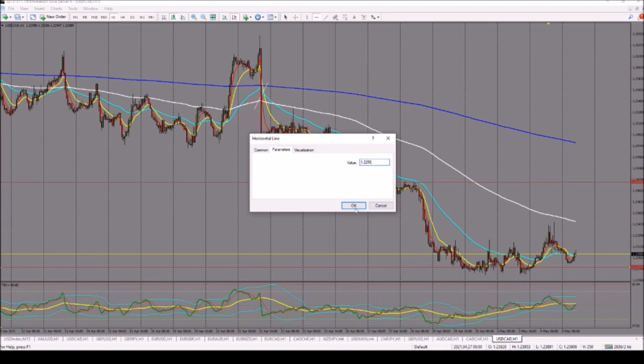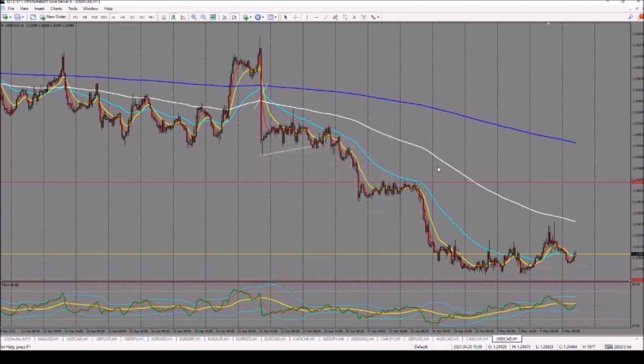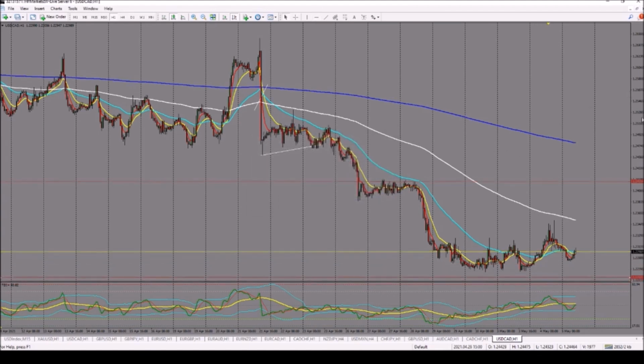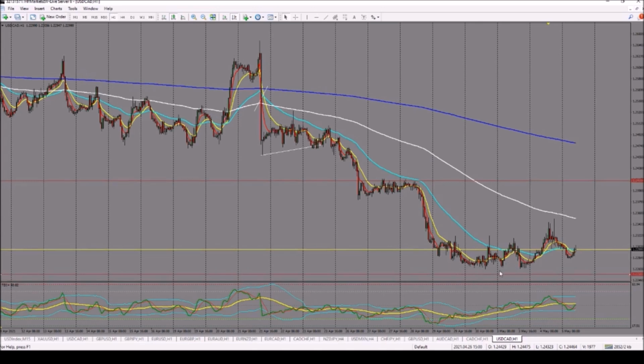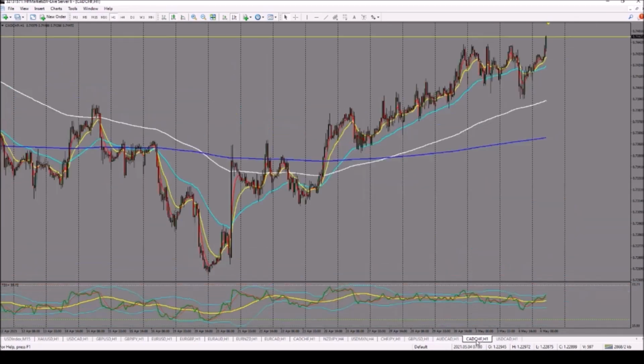That's 1.2256. This is the zone that we expected to see the market reversing. As you can see, at this point in this region, that is where we saw the market actually making a reversal. So let's have another example.